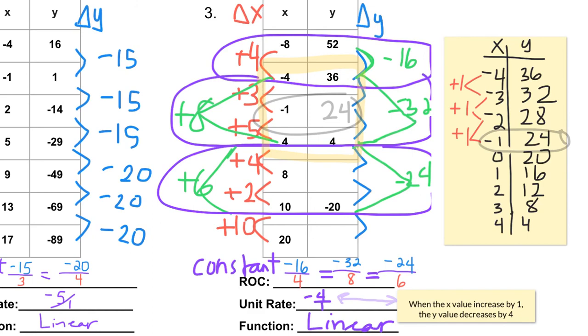Another way to think of this is to look at this change right here. So this is x increasing by 3. And so we need to do 3 times whatever your unit rate is. Our unit rate is right here at -4. So it's got to change by 3 times -4, which is -12. So I need to take 36 and subtract 12, which is 24.